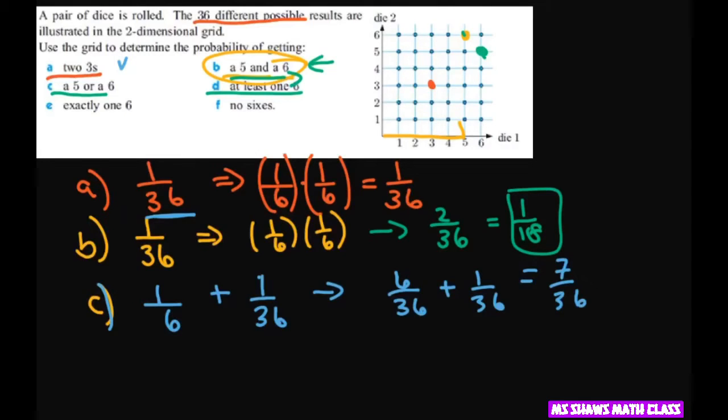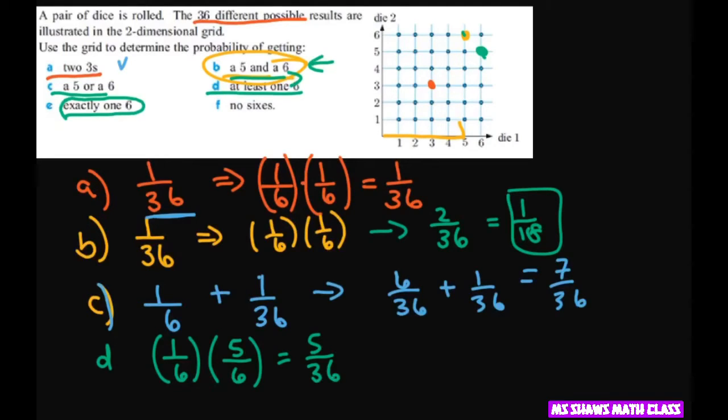Exactly one 6. So that means a 6 for one of the dice. The other one has to be anything but 6. So that would be 5 out of 6. So that gives you 5 out of 36 to get exactly one 6.